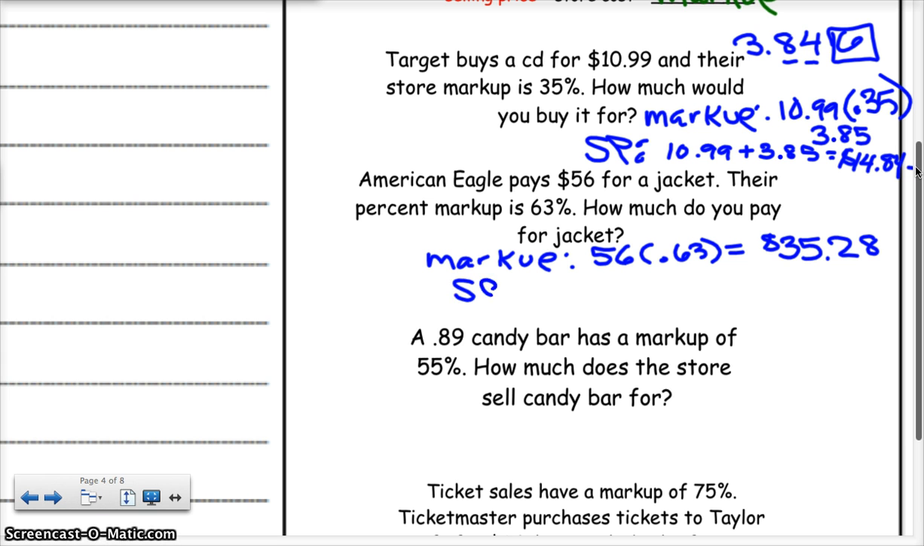My selling price then is going to be how much I paid for it. I need my money back. So I need the $56 plus the little bit I want for profit, $35.28. And it looks like my jacket is going to cost me $91.28. It's an expensive jacket. No thank you. Well, I'll pretend it's a winter jacket, but yes, it's expensive.